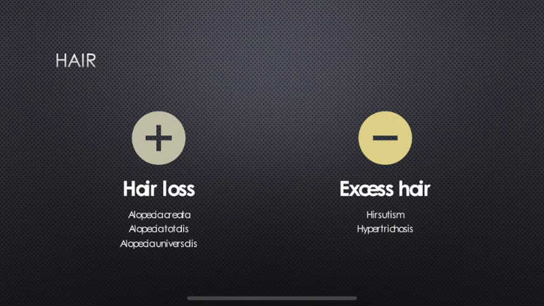So I start with the top of the body and note the hair. Have they lost hair? Some examples of hair loss are alopecia areata, alopecia totalis, where alopecia areata is just you lose small patches of hair on top of the head. Alopecia totalis is the whole head loses its hair. And then alopecia universalis, that last one is the whole body loses hair. You can also have excess hair.